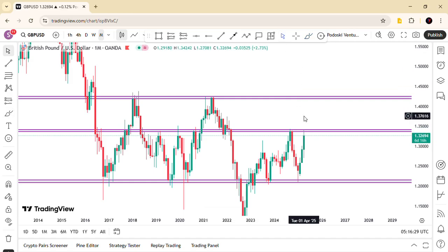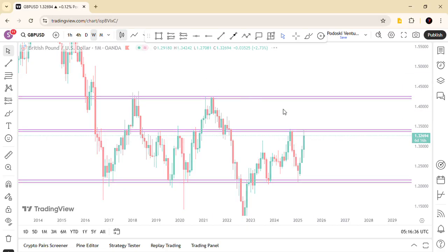As you go to the lower time frame, let's go to the weekly and see if we'll be looking for buys or sells.